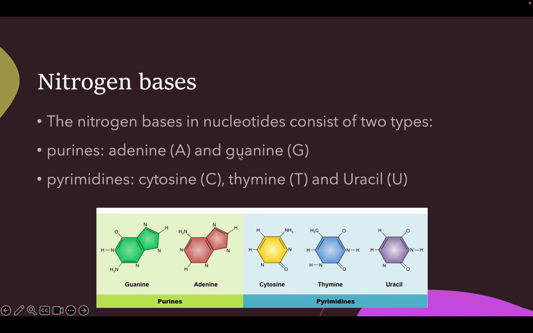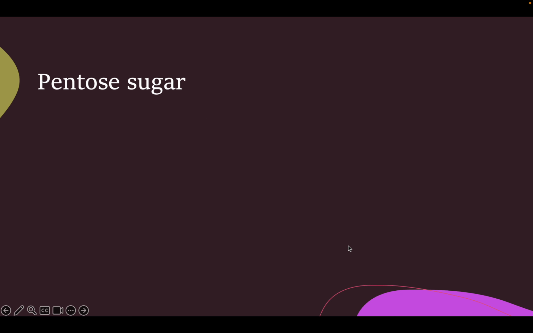So in case of the DNA, it consists of the bases guanine, adenine, cytosine and thymine. But in case of RNA, thymine is not present. So instead of thymine, we have the uracil. Okay, so in both of them we have four bases: guanine, adenine, cytosine, and thymine in case of the DNA, and uracil in case of the RNA.